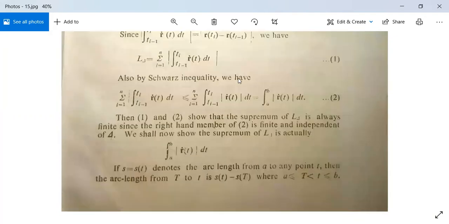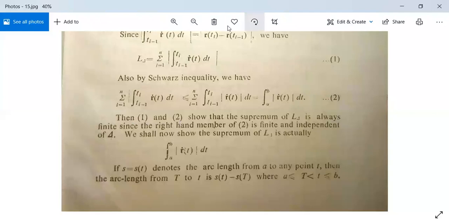Also by Schwarz inequality, we have summation i equal to 1 to n, modulus of integration from t_{i-1} to t_i of r dot t dt, is less than or equal to summation i equal to 1 to n integration from t_{i-1} to t_i of mod r dot t dt. And this is equal to integration from a to b modulus r dot t dt.